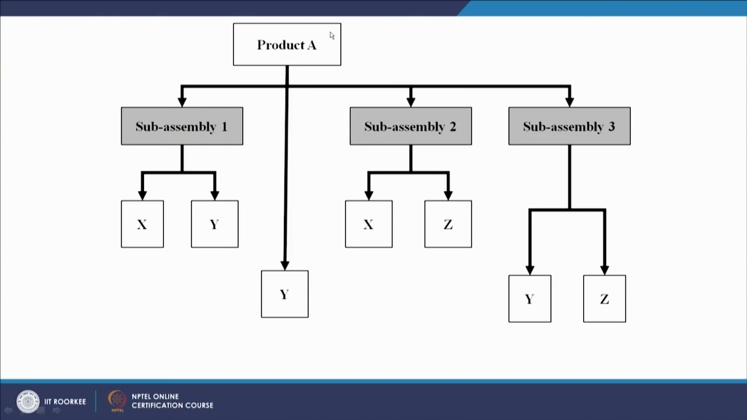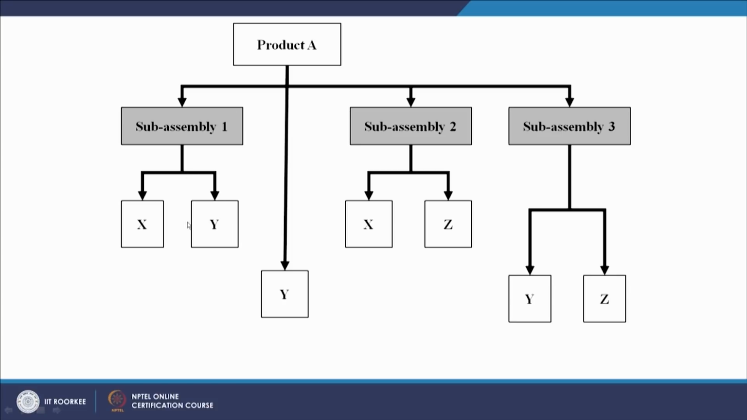So therefore the bill of material file has to be revised whenever there is a design modification. By now we know what the master production schedule is, how it looks, and what the bill of materials file is, which we can try to understand with the help of this example. Here you can see, suppose we have to manufacture product A. We have sub-assembly 1, sub-assembly 2, sub-assembly 3, and these sub-assemblies are further made up of components X and Y, again X and Z, Y and Z, and there is one component Y that directly goes into product A.